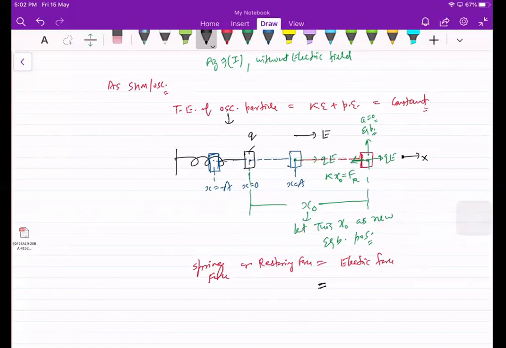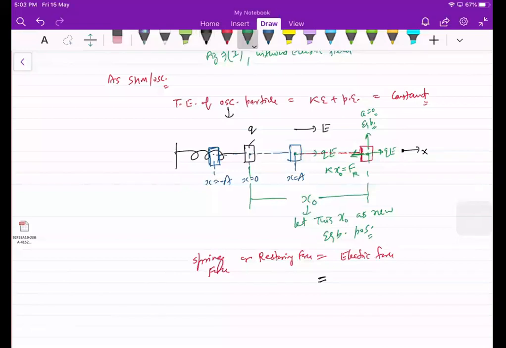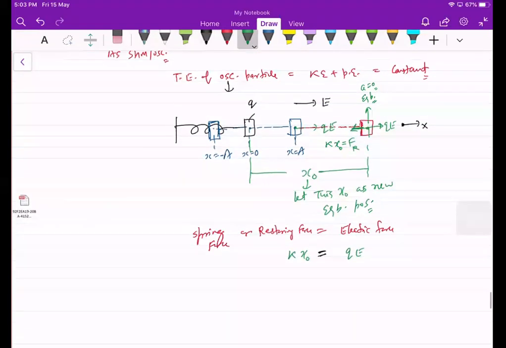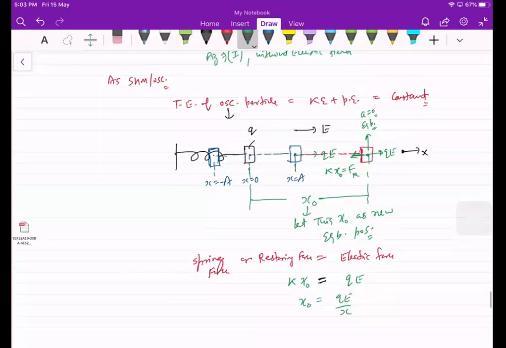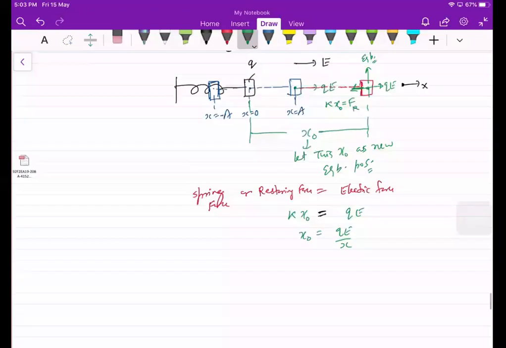So let's proceed accordingly. The electric force is QE and the restoring force is kx0. So we get a new position as QE by k. We have made two equations above, so make this as equation number 3.